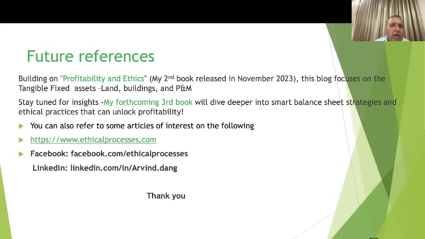So, building on the property ethics, my second book was released in November 2023, and this blog is primarily focusing on the tangible fixed assets: land, building, and plant and machinery.